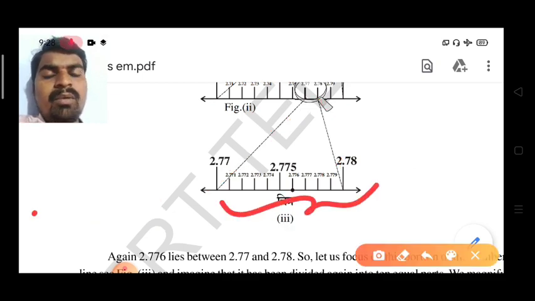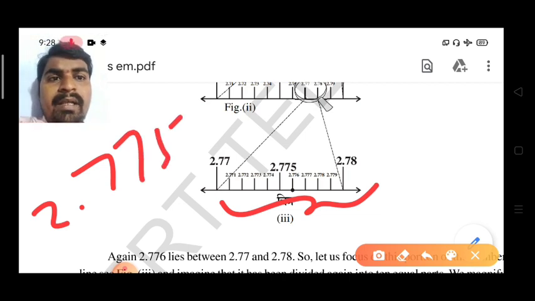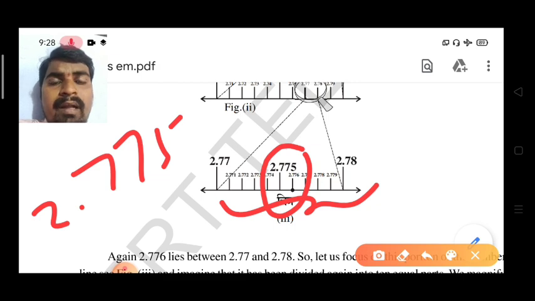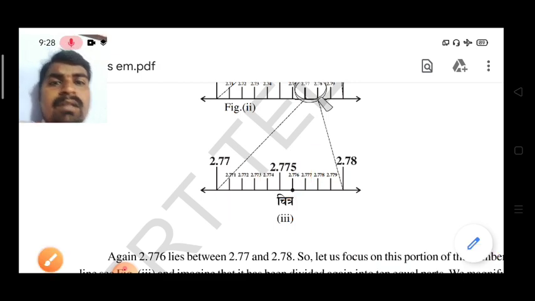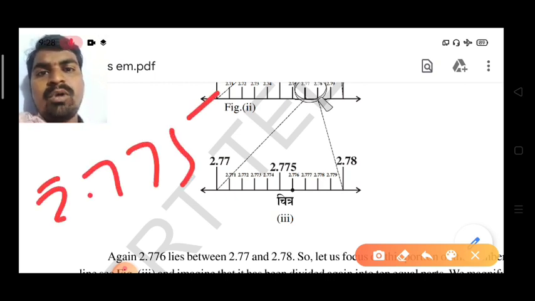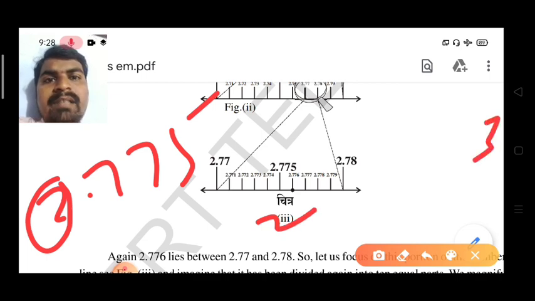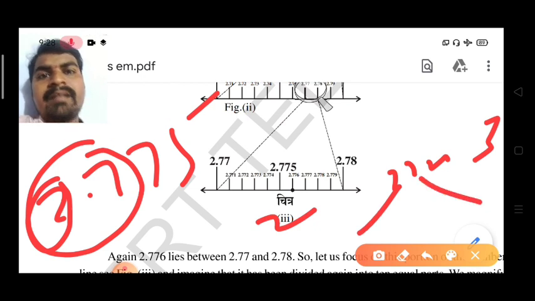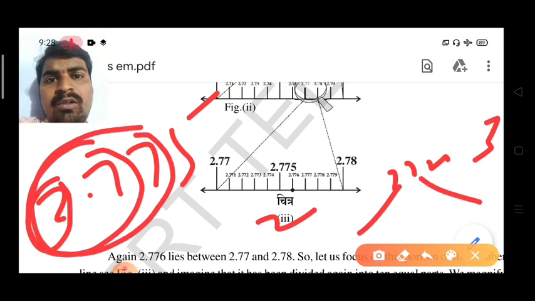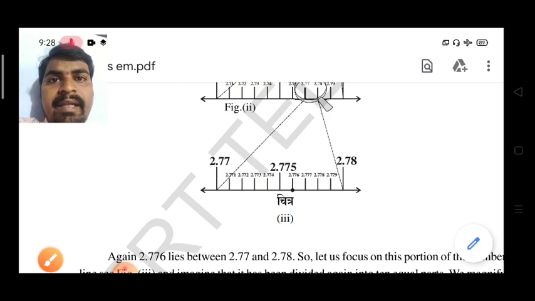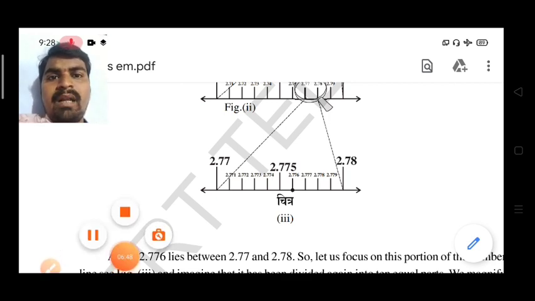So what is the question actually? 2.775. Already here 2.775 is there, you identify it. So this is the required terminating decimal on the number line. So very simple. How many steps are there in this problem? 2.775, first the whole number. So 2 is there, between 2 and 3. Next, 2.7 is there. So you select 2.7, 2.8. And next 2.77 is there. So you have to select 2.77, 2.78. So in the third step you will get the answer. So this is the process to locate the terminating decimal on the number line.